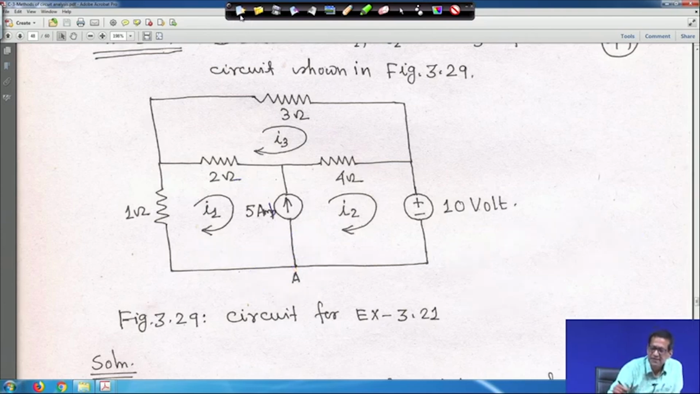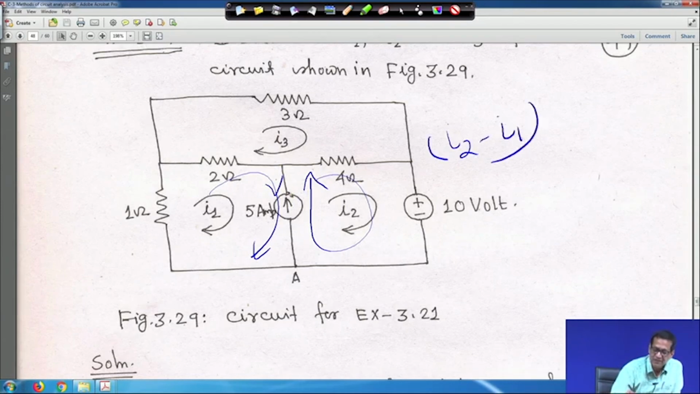This is one way, you can easily apply KCL at node A. Another way is simple: this I2 is moving this way, and this I1 is moving this way, and this 5 ampere direction is upward. So, the upward current is I2 minus I1, and this is the upward 5 ampere, you can directly write 5 ampere. Let me clear it. The equation we will see later.